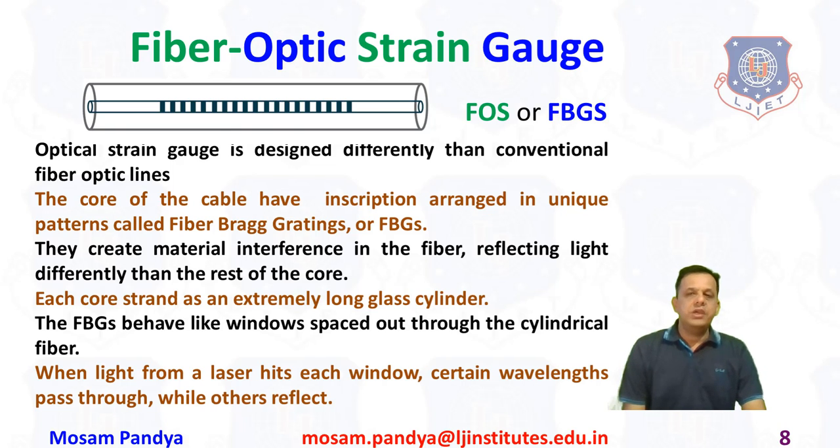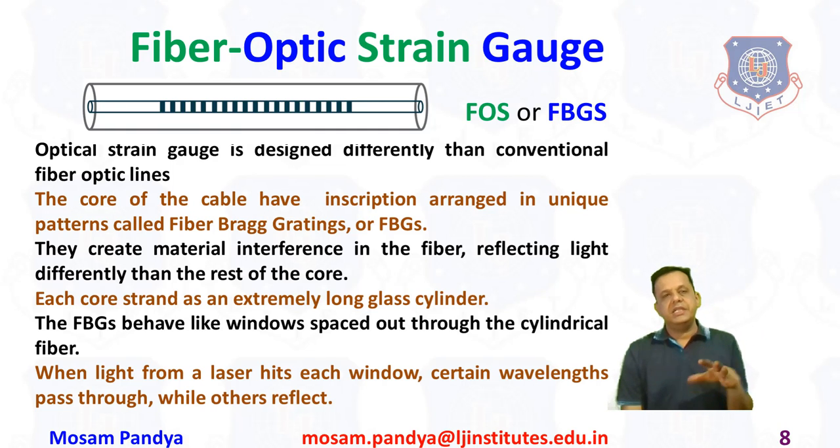Which is actually known as FOS or FBGS. The optical strain gauge is actually designed differently than the conventional fiber optic strain gauge. It is not like we took one light and one pipe and we are just measuring the strain oscillation, but it has a little bit different pattern. And one very important word is Bragg frequency or Bragg grating. Fiber Bragg grating. You remember it is FBG, and this will create interference.